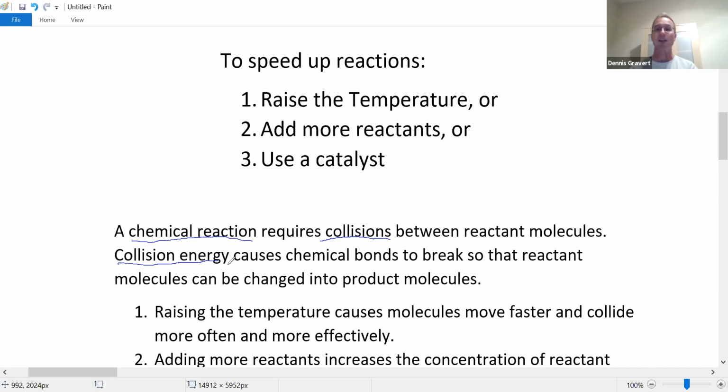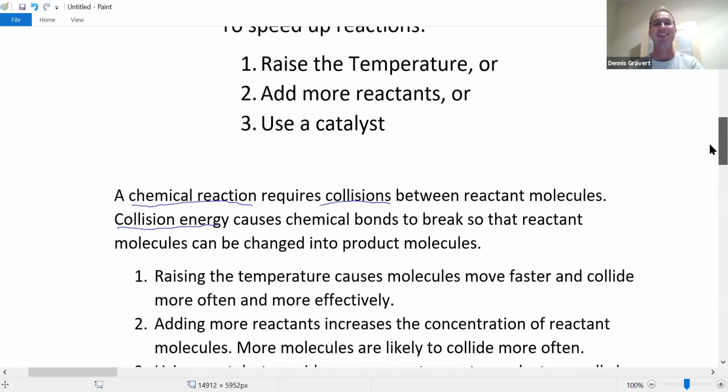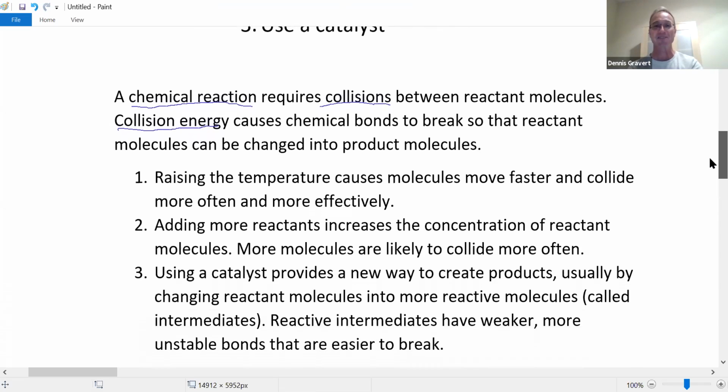Okay, so if that's the basis of a chemical reaction, that is a collision between molecules, then we can make sense of why a reaction can be sped up first by heating up molecules. Raising the temperature simply makes molecules move faster. We'll see later in this course that the average kinetic energy of molecules is proportional to temperature, meaning that if you raise the temperature, the molecules move faster.